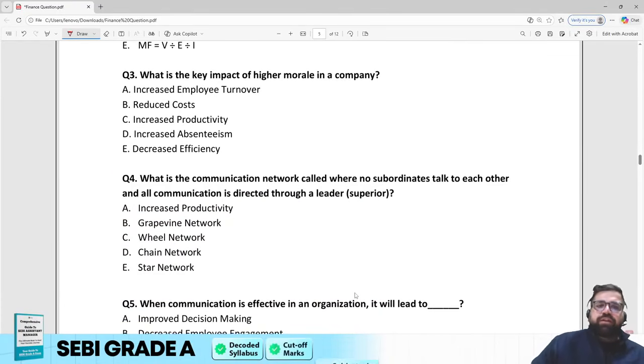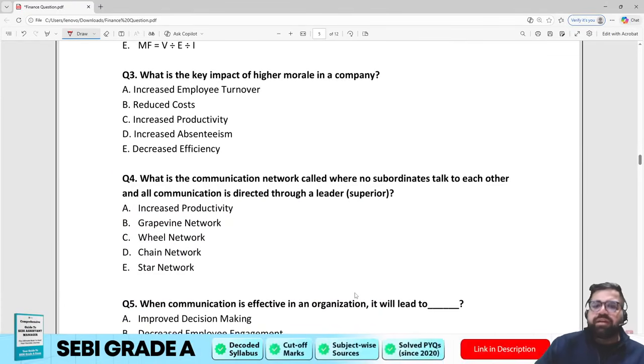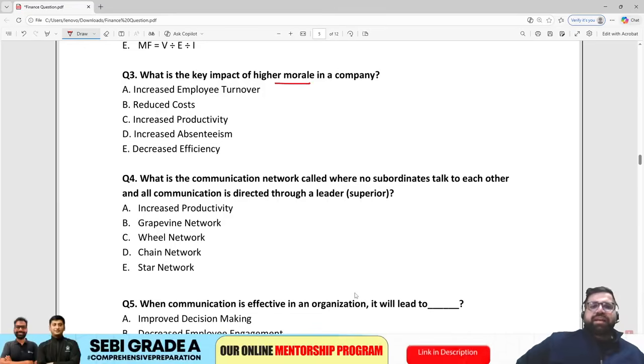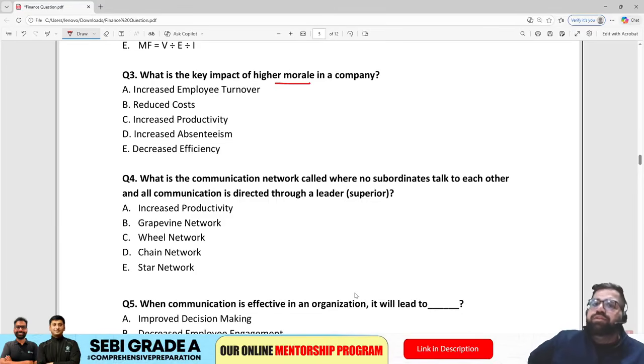What is the key impact of high morale in the company? When you say the company is having high morale, it basically means all the employees in the company are connected to the company in bad times also.